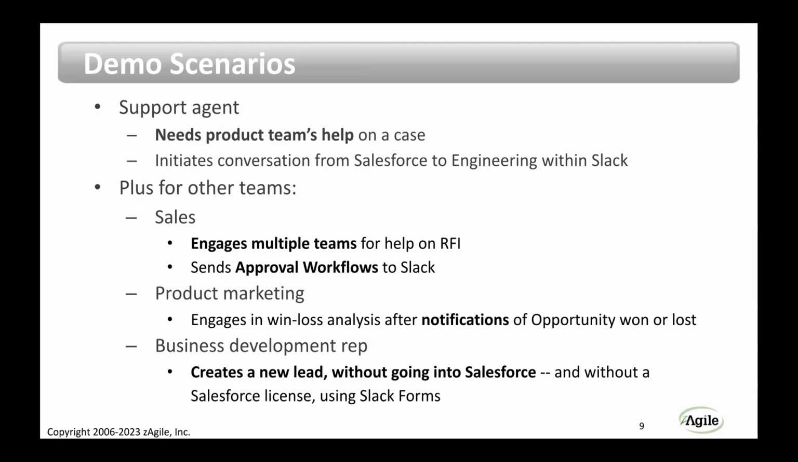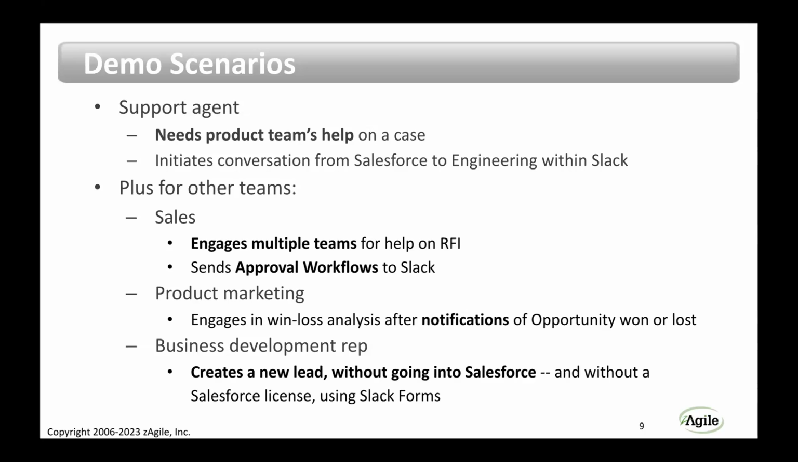But as I pointed out earlier, it's not just for support teams. So sales teams can engage multiple teams. For example, a product marketing team can reach out to the product team for help on an RFI, request for information. Likewise, the sales team can interact with the marketing team for information around Salesforce as well. Interestingly, you can also send approvals to workflows via Slack.